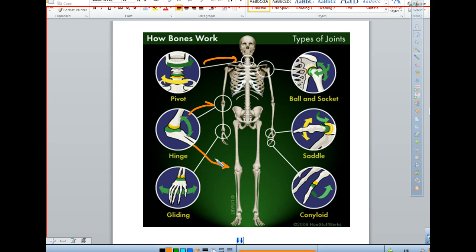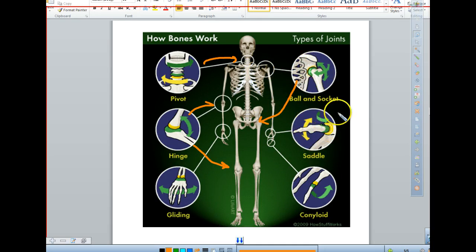A lot of your fingers would be a hinge joint. Some of your fingers are a hinge. Gliding, that would be your wrist. The bones in your wrist are a gliding joint. And ball and socket, of course, that would be the shoulder and also the hip, the most movable joint.